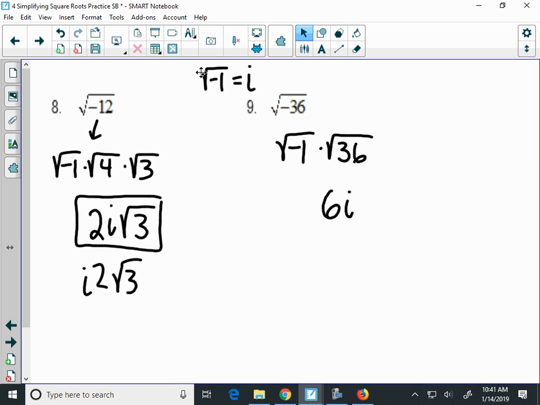Now these can be a little bit tricky. We're going to use them the rest of the unit, but you need to make sure you can simplify them here. So try the rest of the problems, ask for help, and check your answers on the bottom of the page in the Key on Campus.